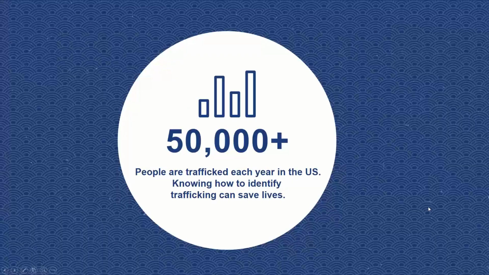The second thing, and these are again crises that don't necessarily fit, but something that I wanted to hit on really quick, is trafficking within the U.S. I know there have been movies out there and we think that it's maybe in other countries, but 50,000+ individuals are trafficked within the United States every year. And so knowing how to identify trafficking can save lives.